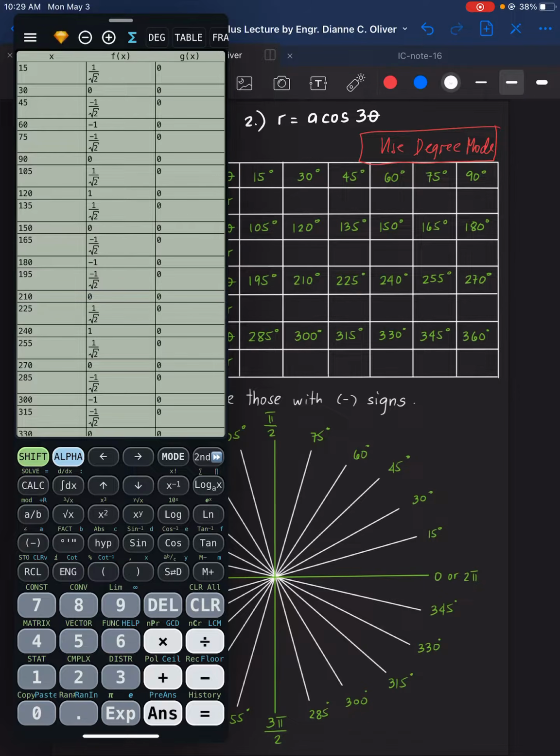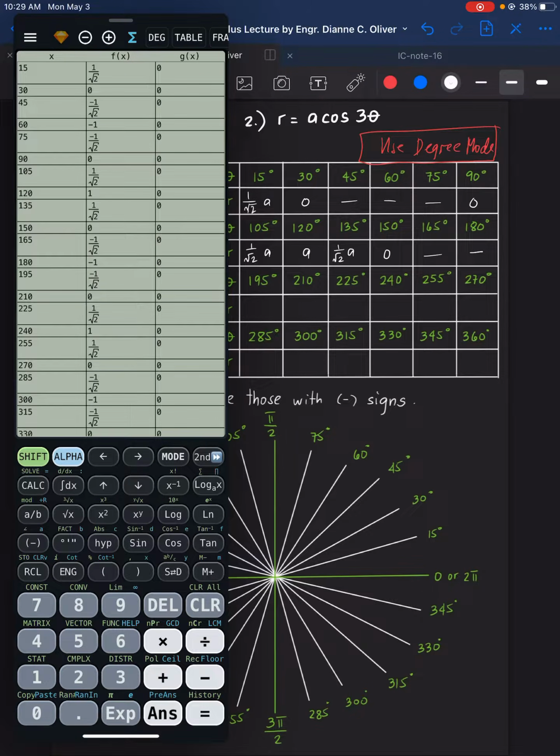So we have there, it is 1 over square root of 2. So 15 is 1 over square root of 2 a. 30 is 0. 45, you can use that. 60, 75, 90 is 0. 105 is 1 over square root of 2 a. Then we have 120 as a. 135 as 1 over square root of 2 a. 150 is 0.